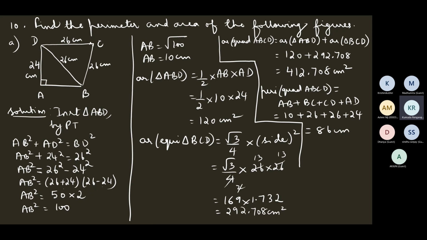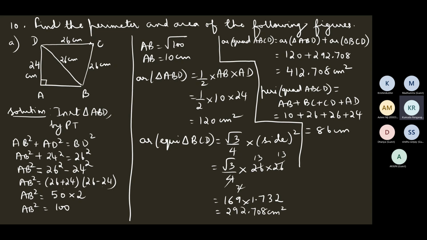So one is a right triangle. First analyze the triangles, whether it's an equilateral triangle, a right triangle, or a scalene triangle. And then see what information is given. If base and height is given, you can use the formula half base into height. If it's a right triangle, half base into height. Equilateral triangle, √3/4 into side square.